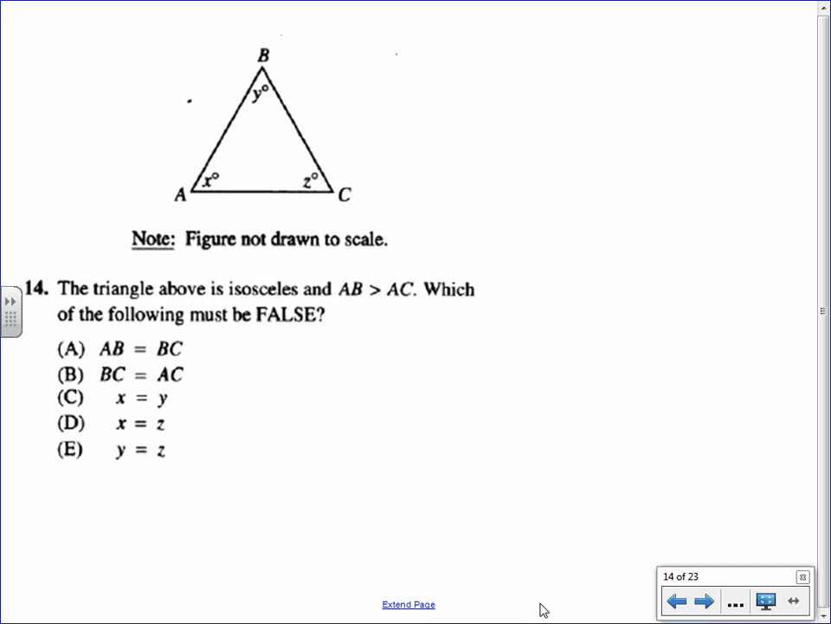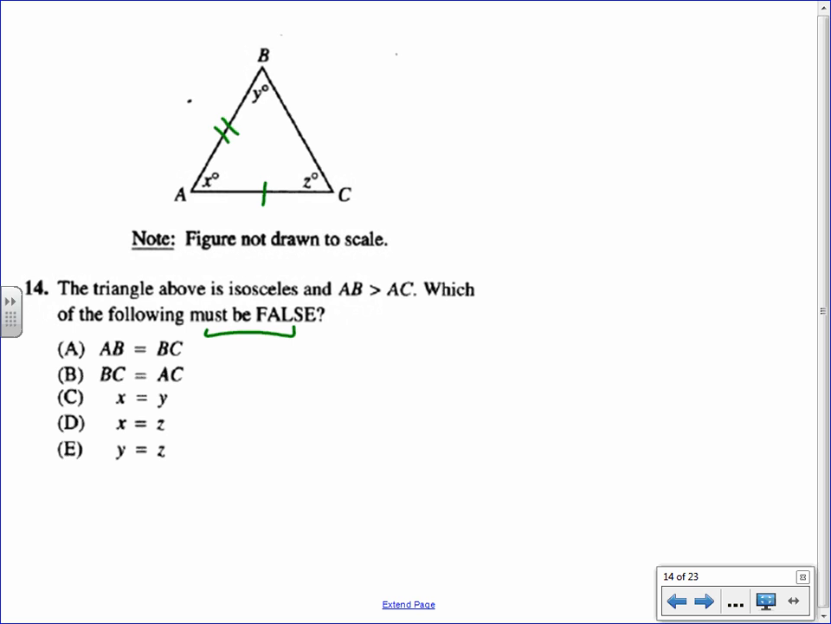Question 14, test 2, section 8. The triangle above is isosceles and AB is greater than AC. So I'm just going to mark that. So it's greater than AC. Which of the following must be false?